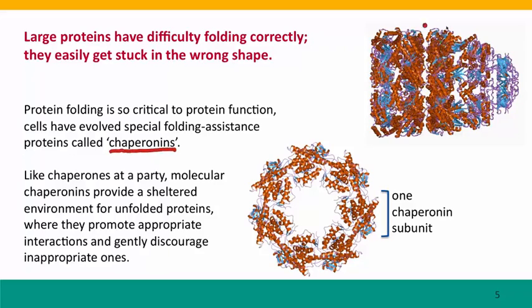Here's an example of a chaperonin complex. It's actually made of many chaperone subunits. Here's what it looks like seen from the end. It's sort of a hollow bag in which young new proteins that haven't yet achieved their mature structure have a sheltered environment where they can explore interactions while the chaperone, it's really like a chaperone at a party, promotes appropriate interactions and gently discourages inappropriate interactions.